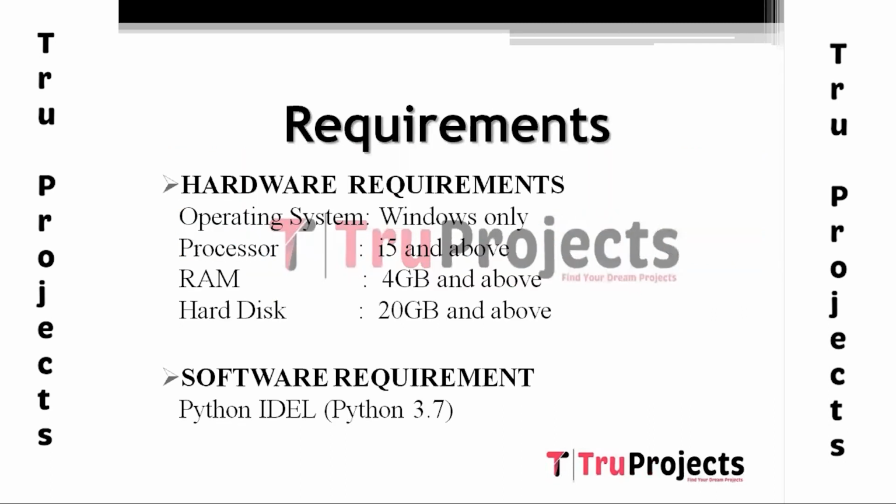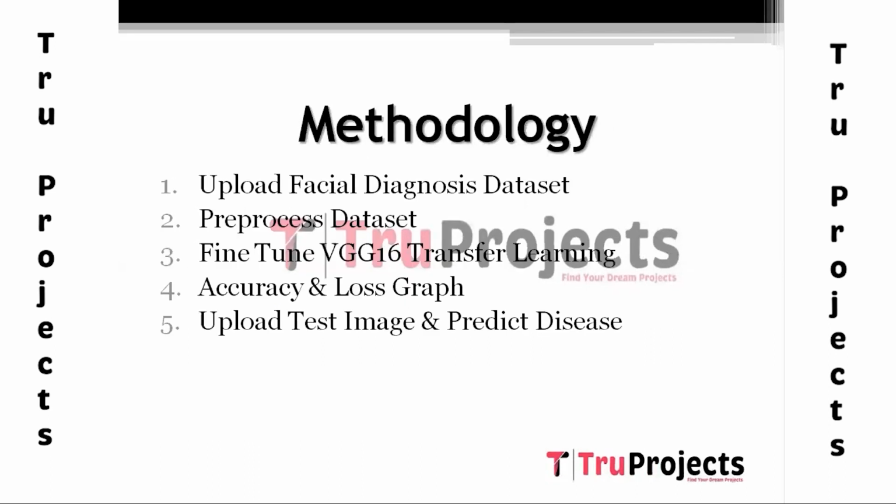Hardware requirements: we need operating system, Windows only, processor i5 and above, RAM should be 4 GB and above, hard disk should be 20 GB and above. Coming to the software requirements, we need to install Python with the version of 3.7. Methodologies: to implement this project, we have designed a few modules.